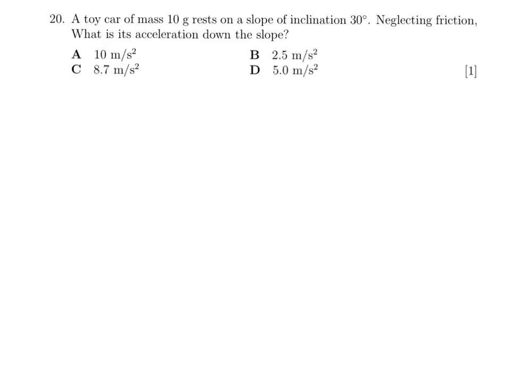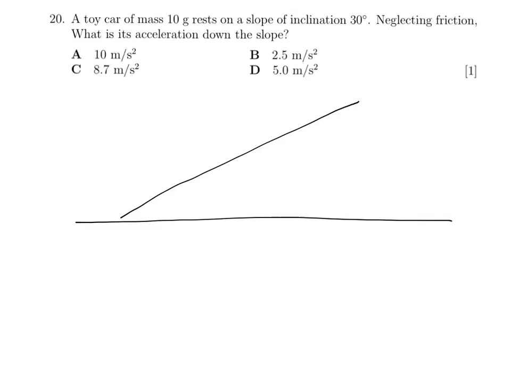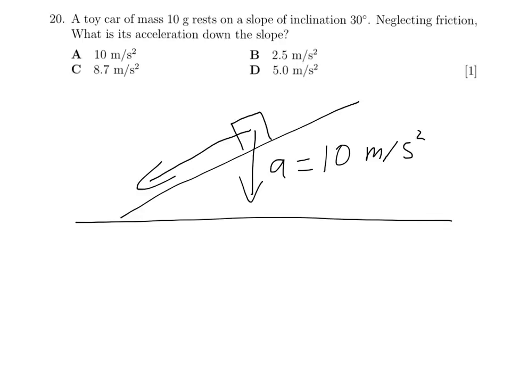So this is a reasonably straightforward question about vectors, and we've got an object, a toy car. I'm just going to use a box to represent that, and it's got a downwards acceleration of 10 meters per second squared. So we don't need to worry about using the mass at all because the acceleration is independent of the mass, and we want to find the acceleration down the slope.